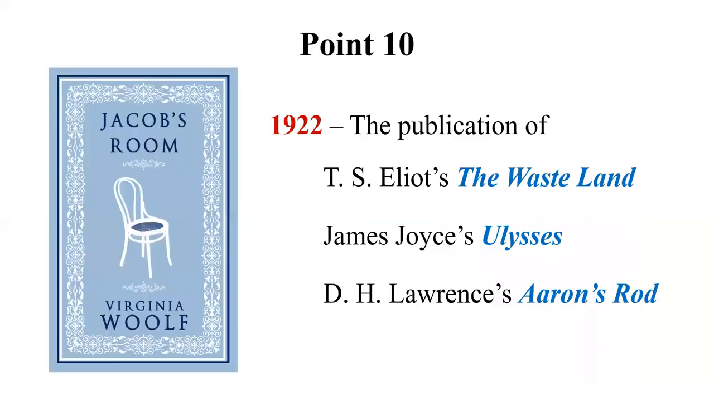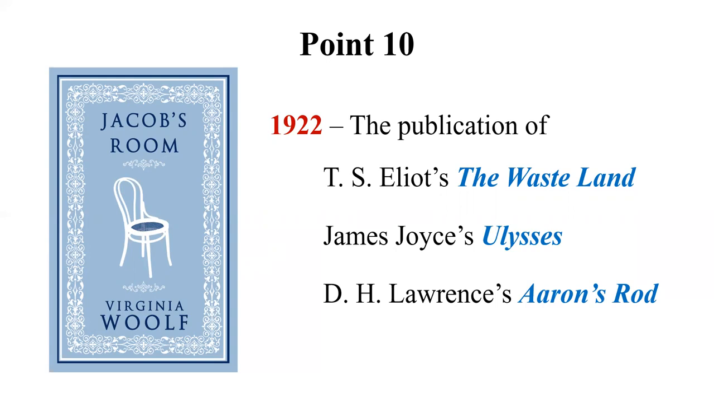So point number 10. We are already aware of 1922, the publication of T.S. Eliot's The Waste Land. Year is important. When it comes to NET preparation, sometimes they ask the year, important year. And also sometimes you have to go for chronology. So you have to pay attention to some of the most important years. For instance, 1922, we have James Joyce's Ulysses, we have D.H. Lawrence's Aaron's Rod, and also Virginia Woolf's Jacob's Room. You can also come to a conclusion that the year 1922 is the starting point of modern poetry in Britain. So this is how you can start your preparation.